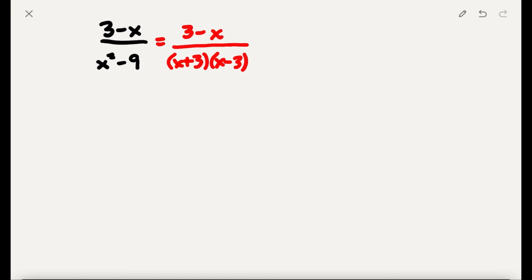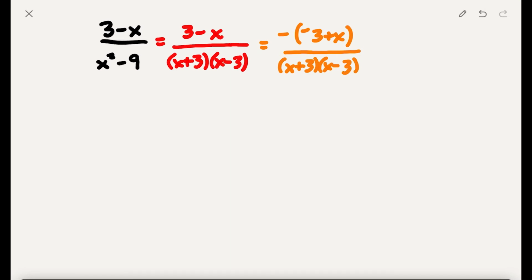Now this one's kind of tricky because you might think, oh, this 3 minus x and this x minus 3 will cancel. And that's actually not true. What you need to do is factor out a negative from the top. So whenever this happens, you're going to want to factor out a negative from either the top or the bottom. It really depends on which one you want to do. It's just easier for this one to do it on the top.